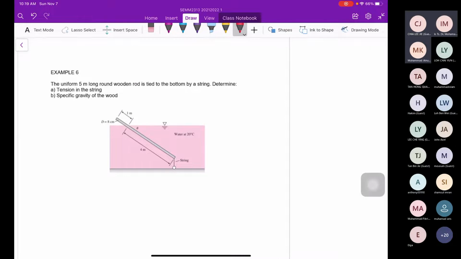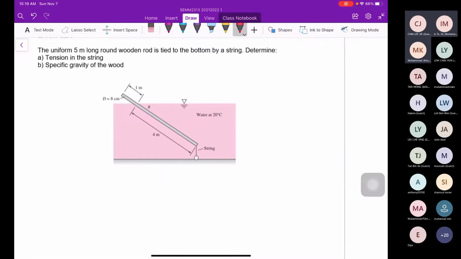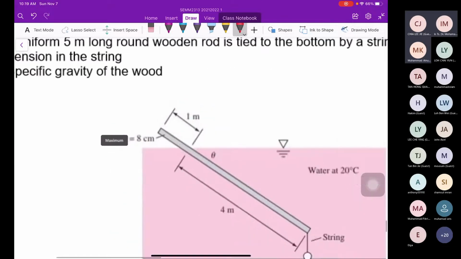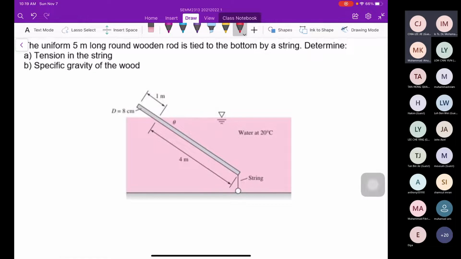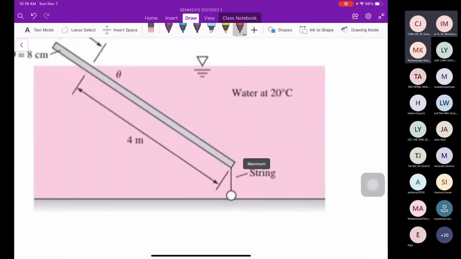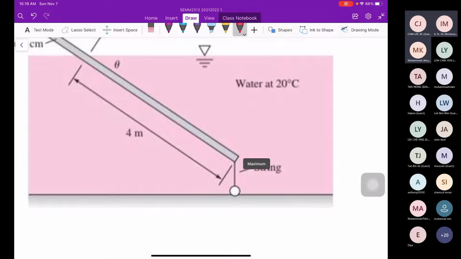The uniform 5-meter long rod. Okay, I have explained this one. The first part, when we look at this, first we need to understand the situation. We have the long rod. The size is 5 meter, only 4 meter submerged in the water, and 1 meter exposed. And the diameter is 8 centimeter, so we must convert into SI unit, which is 0.08 meter. And we have the water at 20 degrees Celsius. And then we have the string. The string will act as the tension.